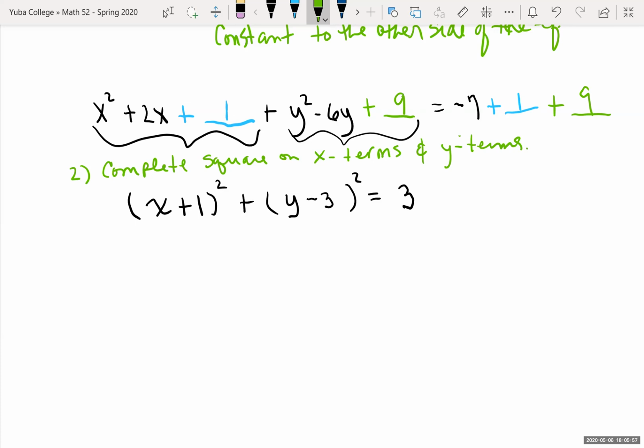And so from here, we can tell what our center is. Opposite sign, so this is -1, 3. The radius, well, r squared is equal to 3. So r is actually equal to the square root of 3. And that's 1 point something, let's see. So approximately 1.7.